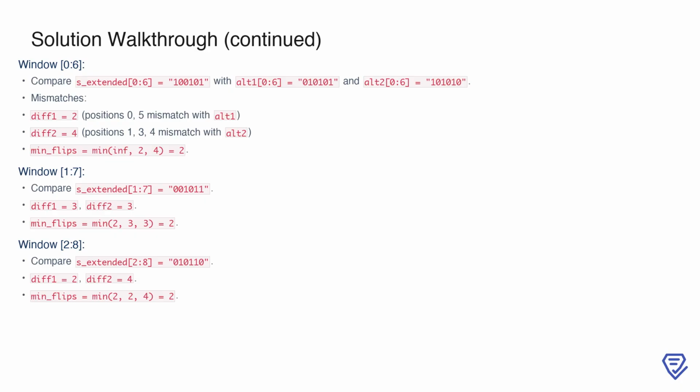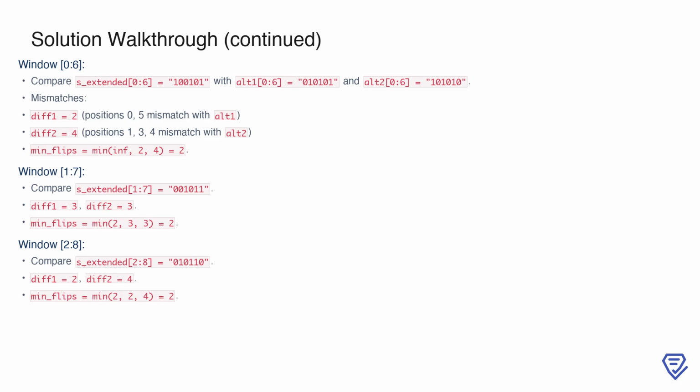For window 1:7, the substring is 001011. After adjusting the mismatches for the new position at index 6 and removing the old position at index 0, both diff1 and diff2 become 3. The min_flips remains 2. In window 2:8, the substring is 010110. Here, diff1 is updated to 2, and diff2 becomes 4.